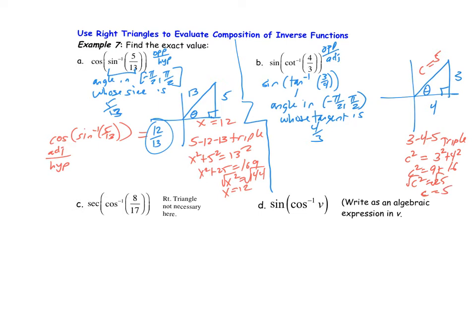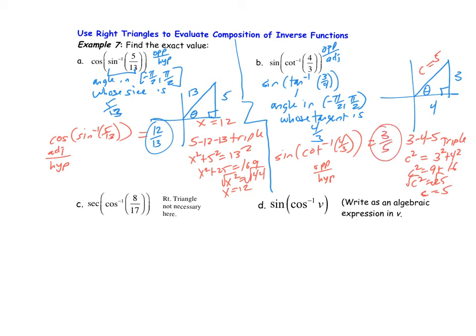Now once we set up our right triangle, we need to find the sine of the angle that's represented in our little right triangle. So we want to find the sine of cotangent inverse of 4/3. And sine is the length of the opposite side over the length of the hypotenuse. In this case, the opposite side is 3. The hypotenuse is 5. So this answer is 3/5.